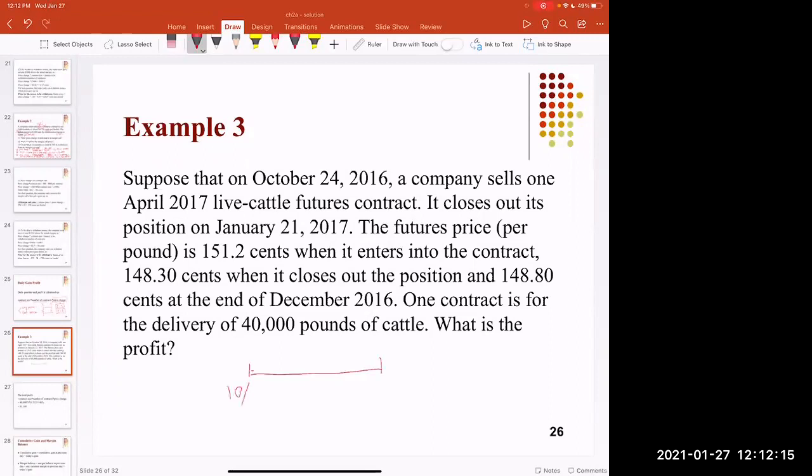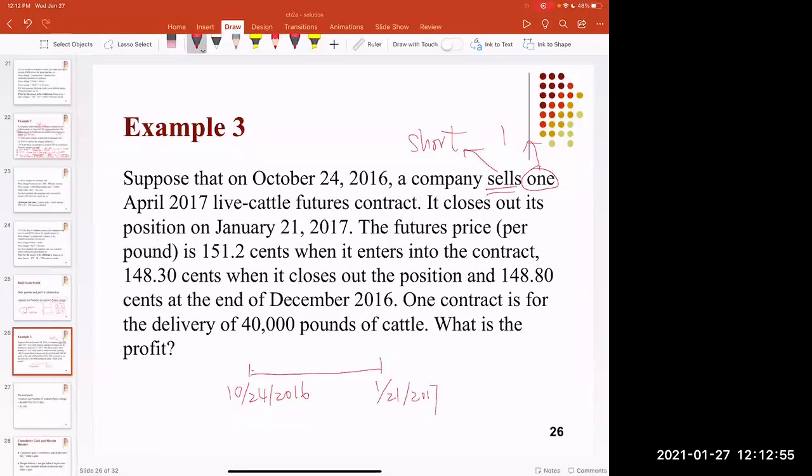On October 24th, 2016, a company sells 1, so the number of contracts is 1, April 2017 live cattle futures contract. It closes out its position, so open the position and sell. So that's short, right? At the beginning, the sell is a short position, and it closes out the position on January 21, 2017.